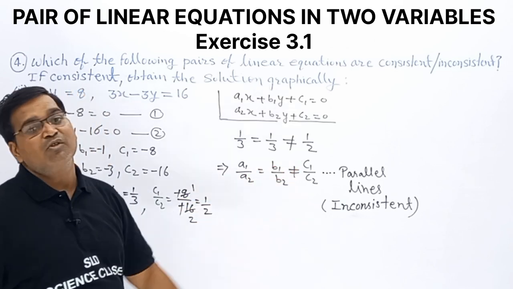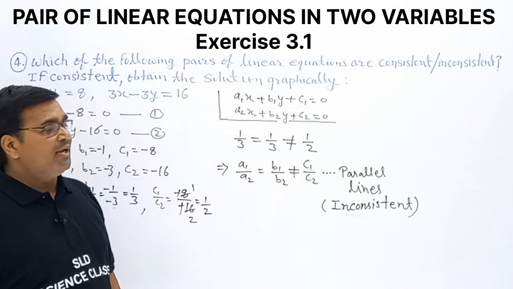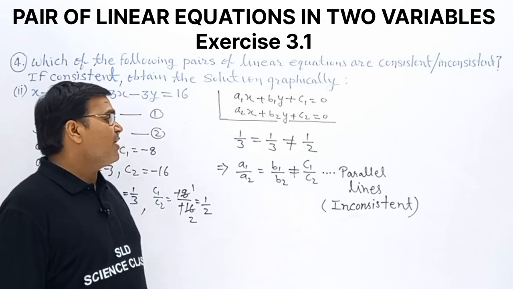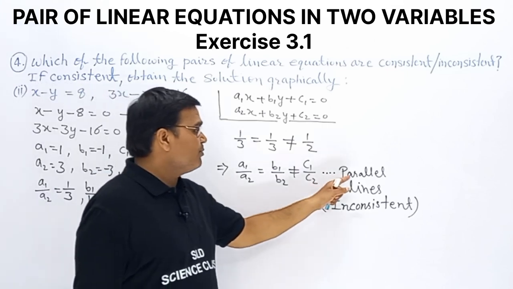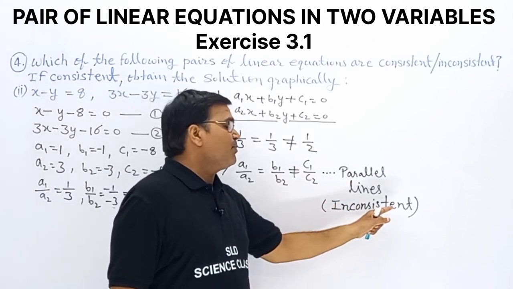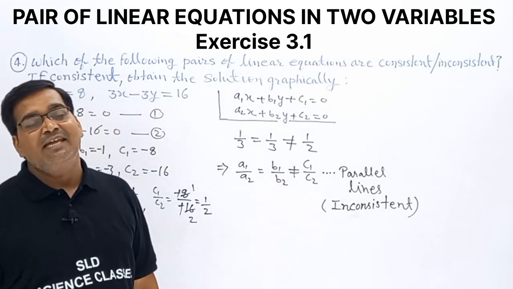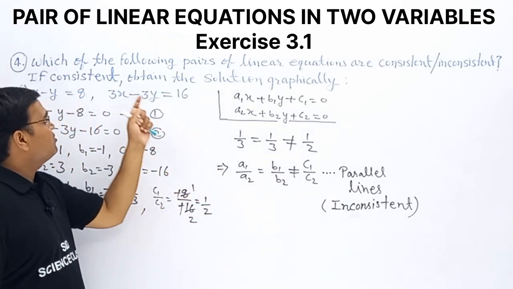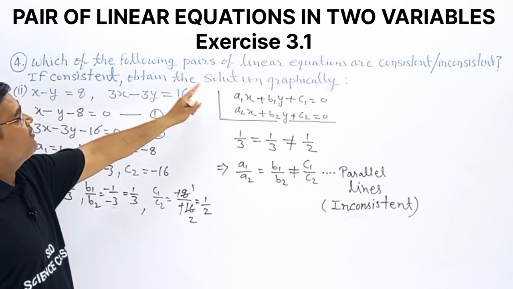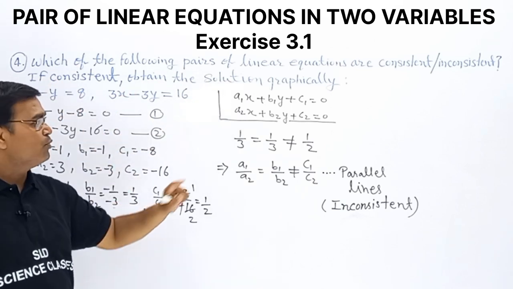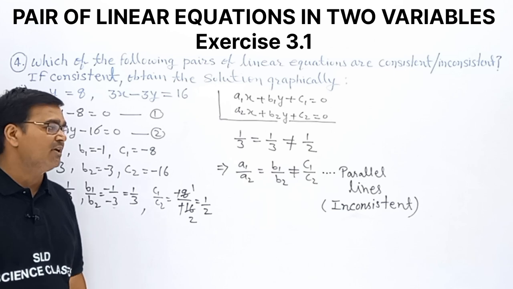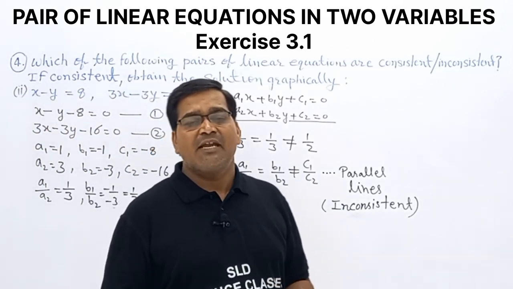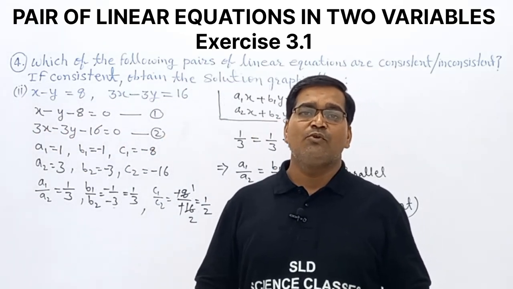This is the condition for parallel lines. And parallel lines never intersect each other. So finally we can say once we have parallel lines, the pair of linear equations is inconsistent. Only if it is consistent will we find the solution graphically, so we cannot find the solution graphically here. Clear? I hope you understand this question. That's all about this question. Thank you so much.